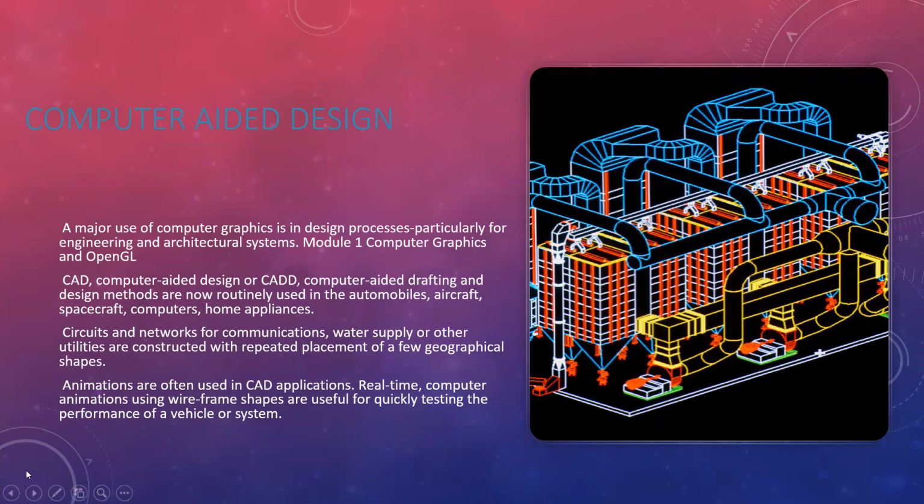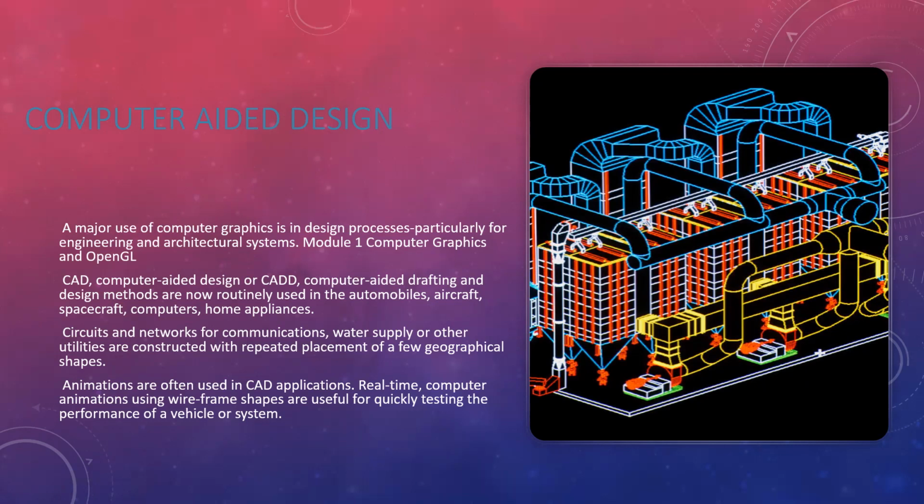So the major use of computer graphics is in design processes, particularly for engineering and architectural systems. Module 1, computer graphics and OpenGL. OpenGL is nothing but Open Graphics Library. CAD, computer-aided design, or computer-aided drafting and design methods are now routinely used in automobiles, aircraft, spacecraft, computers, home appliances. In these fields, computer-aided design plays an important role in designing the models before the product is brought into the market. So the first blueprint is the main cost for designing any of the product.